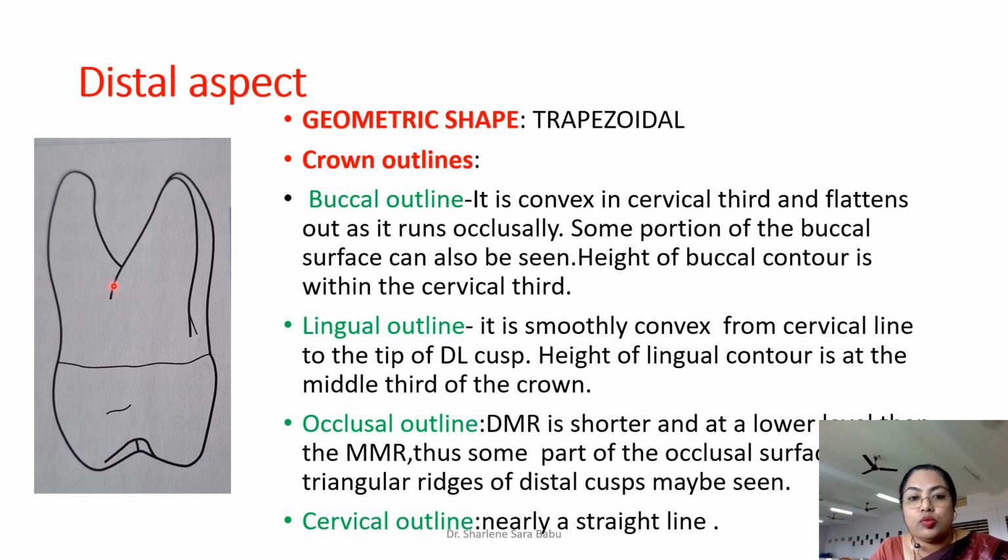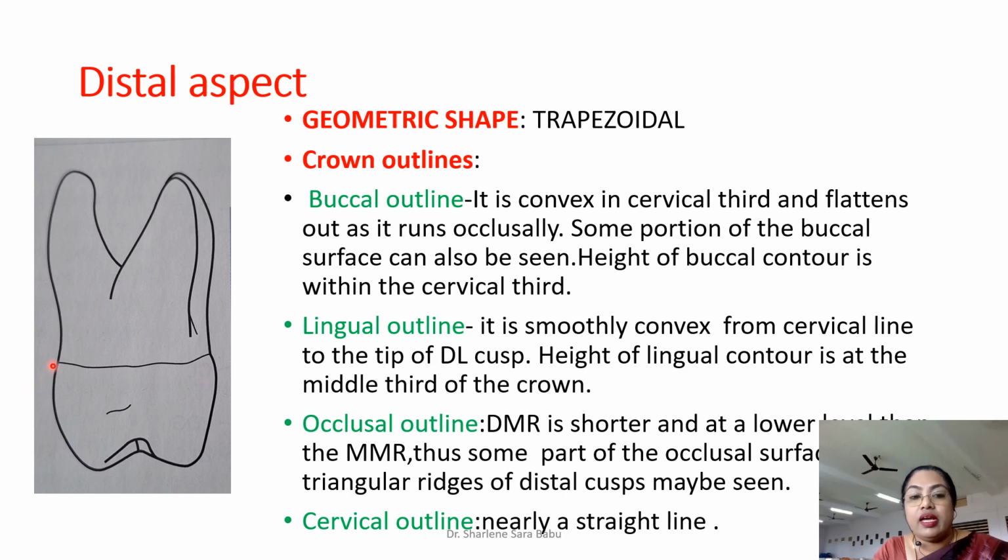Next, let us move to the distal aspect. The geometrical shape of the crown is trapezoidal. Going to the buccal outline, it is convex in the cervical third and flattens out as it runs occlusally, and some portion of the buccal surface can also be seen. The height of the buccal contour is within the cervical third.